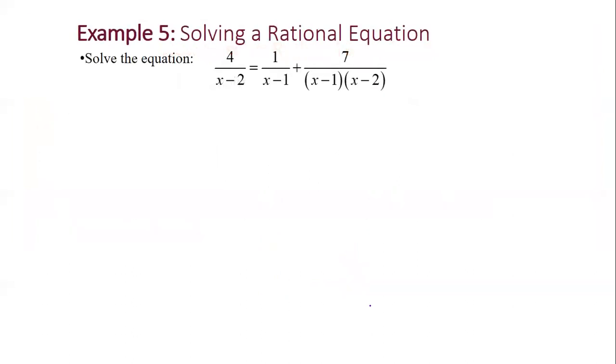Okay. So here's our first problem. We have 4 divided by x minus 2 equals 1 divided by x minus 1 plus 7 divided by x minus 1 times x minus 2. So step 1 told us to do what? To make sure everything is factored. Like I said, this is not what this unit is really about, so it's going to already be factored. Tomorrow is when we talk about factoring. So we're factored, check.